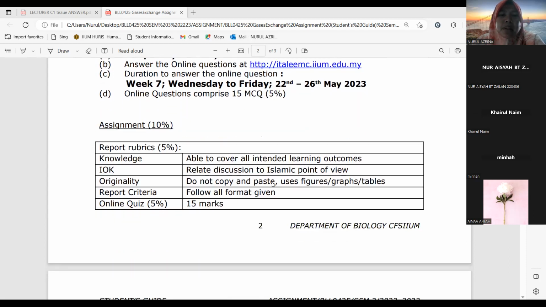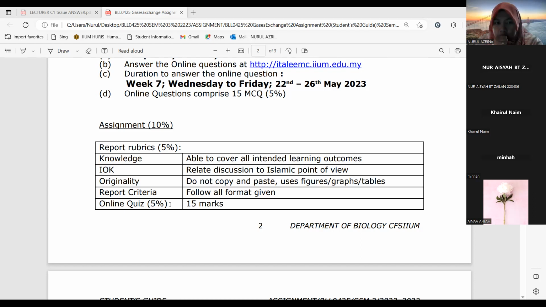And your 5% of assignment will follow this rubric, we will assess you according to knowledge. Maksudnya adakah it covers all the learning outcomes needed. Number 2, is the Islamic point of view that you put related to the discussion ataupun tak relate langsung, ataupun setakat ada letak je ayat Quran translation lepas tu awak cerita pasal benda lain, ataupun awak kaitkan dia dengan topik awak tu. Next is originality, not copy and paste directly from the textbook. Rephrase the words a little bit.